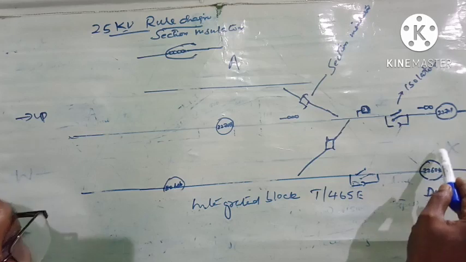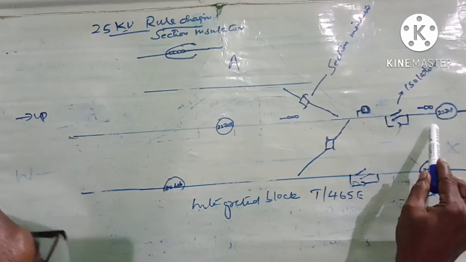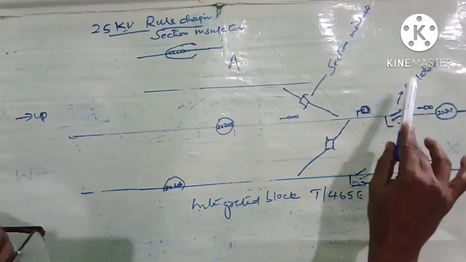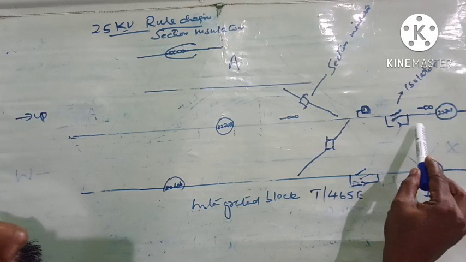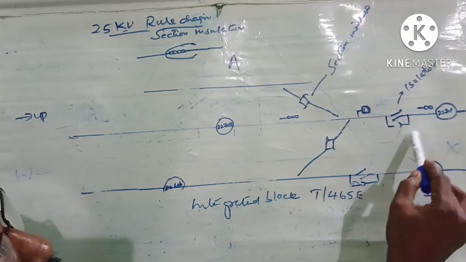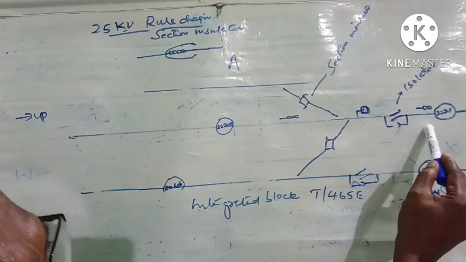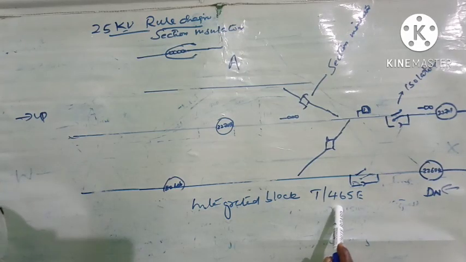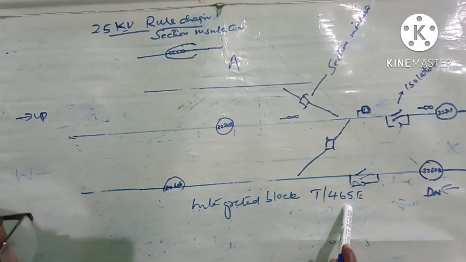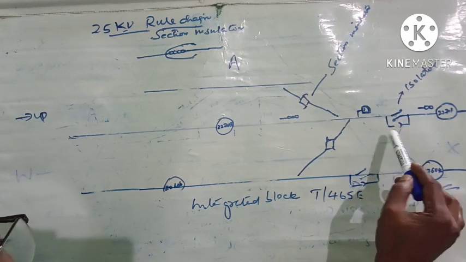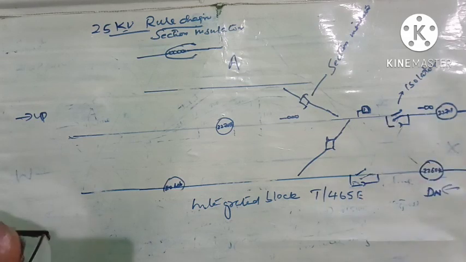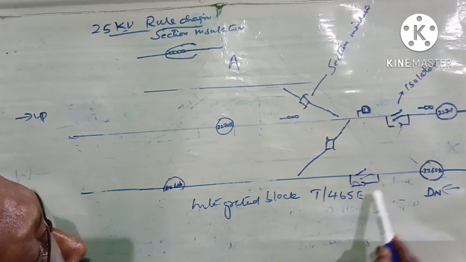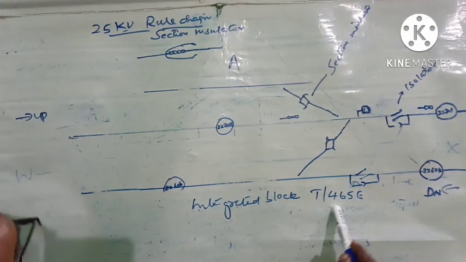In the integrated block involving the TRD and the engineering department, line block will be taken as well as the power block. Now, under line block, track machines will be sent into this section. You know, this is the track machine block permit T-bar 465E. Using the memo, we can send track machines as a convoy into the section.